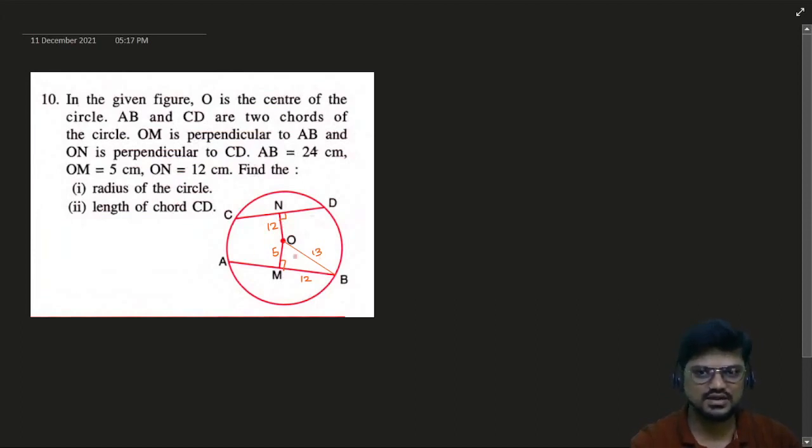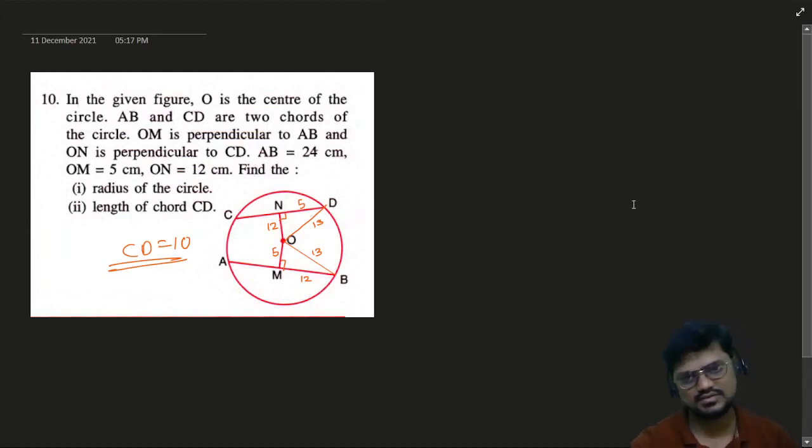Radius of the circle is 13, and now the length of the chord CD. So how will you find it? It's easy. Again, you will join this. This is 12, the radius is 13, so this will be 5 and the other 5. CD will be 10. Clear? Yes, sir.